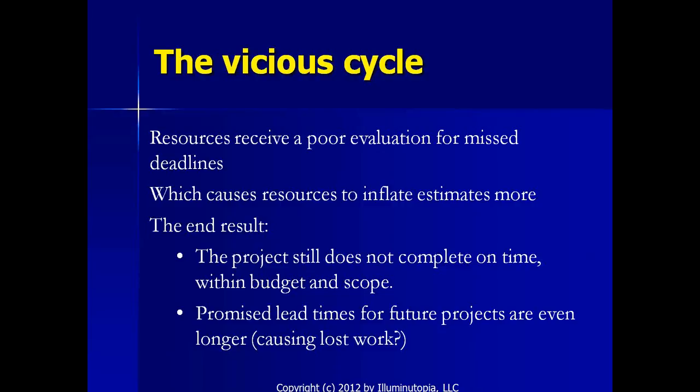So what's the vicious cycle? Resources receive a poor evaluation for missed deadlines, which causes resources to inflate estimates more. The end result is the project still is not complete on time within budget and scope, and promised lead times for future projects are even longer, causing lost work, possibly.